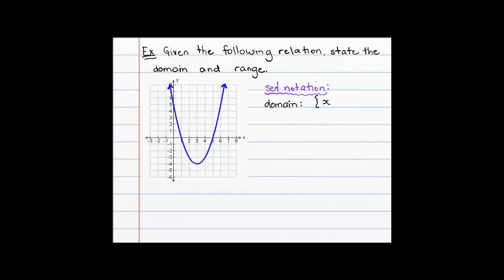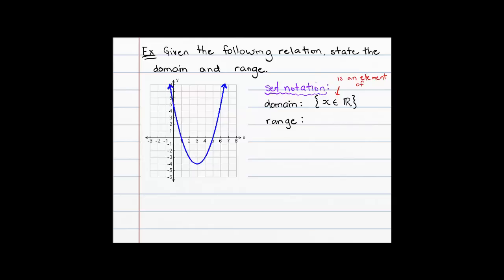So we're going to use a symbol that looks similar to an E, but it's curved, and this is called an element. This symbol means that x is an element of, and we're going to use the real number system, so we'll put that capital R and close our set. So this statement says that the domain of the parabola is x that's an element of all real numbers, meaning all real numbers are possible values that can be put into the relation.